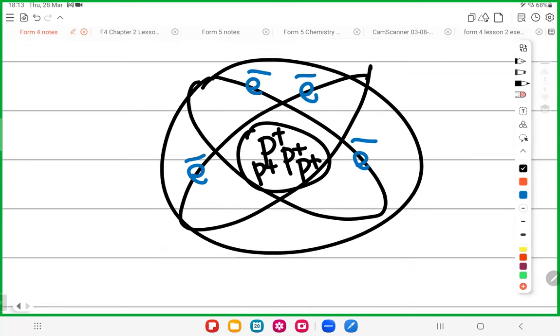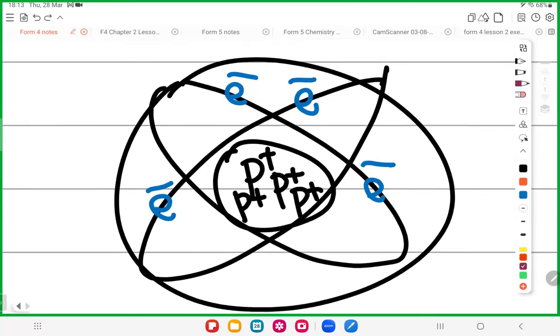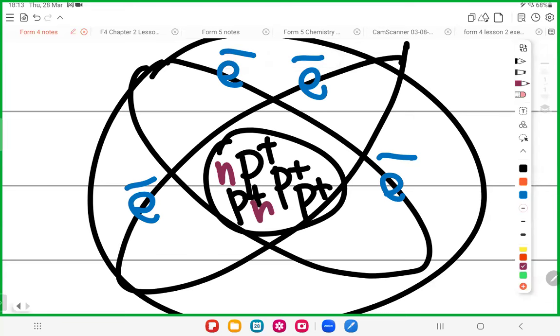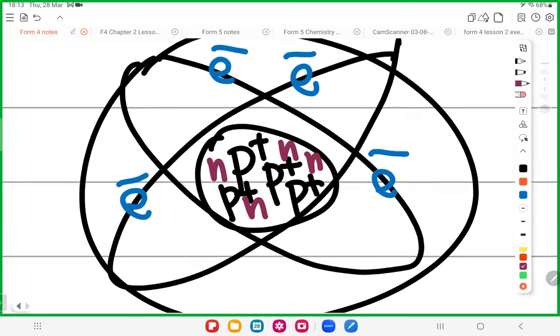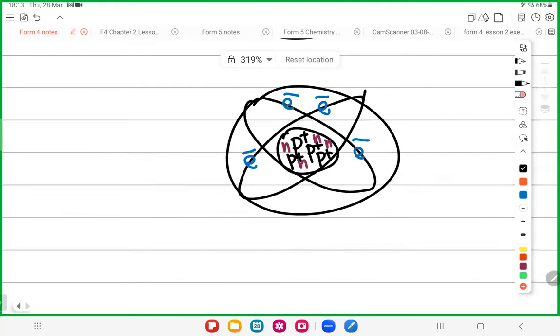Last one, James Chadwick. James Chadwick found that inside the nucleus, you not only have proton, you also have neutron. That's it. So that's the whole story for five scientists. That's what the five scientists told us. Okay, so now, moment of truth.